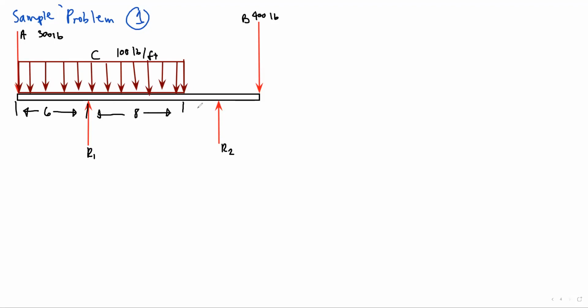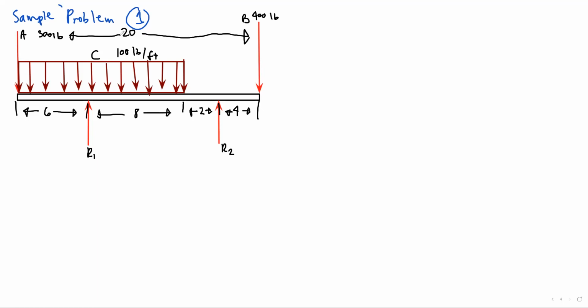Okay? And then, dulo ng C to R2 is 2 feet. And then, R2 to B is meron tayong 4 feet. Okay? So, ayan. So, in total, ilan meron siya? In total, meron siyang 20 feet. Okay? Para makita nyo lang din.